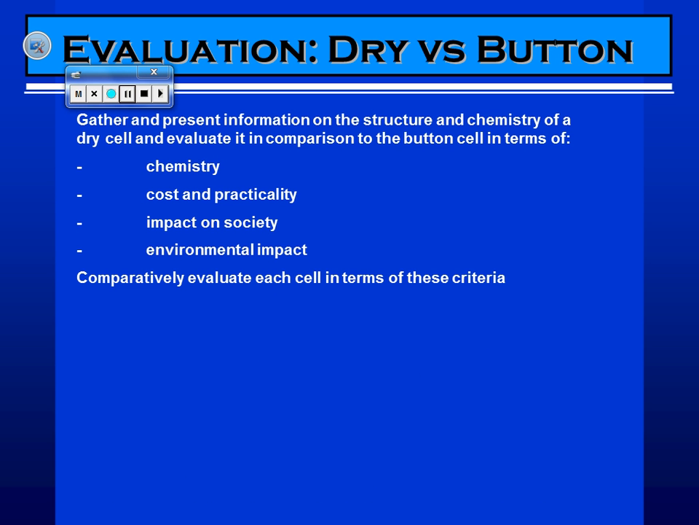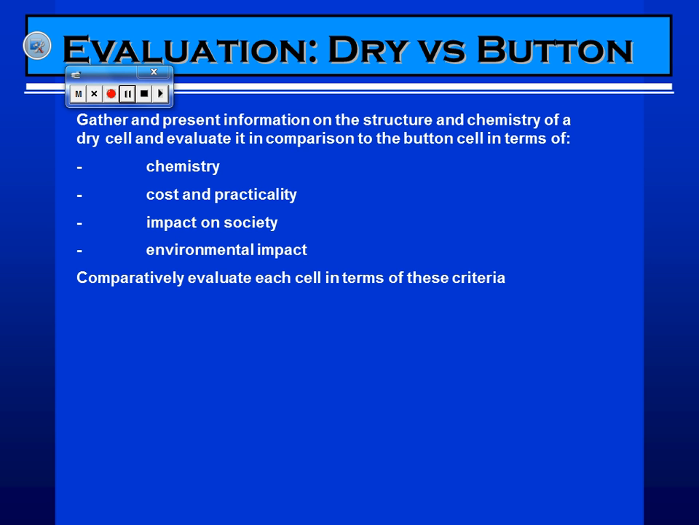So we've seen the dry cell versus the button cell, and we've seen the positives and negatives of the chemistry, cost, practicality, impact on society, and impact on the environment, and that's because the HSC syllabus wants us to evaluate those things. We had to gather and present information on the structure and chemistry of a dry cell and evaluate it in comparison to the button cell in terms of chemistry, cost and practicality, impact on society, and environmental impact. So what you need to do as an activity, as a summary of this, is to comparatively evaluate each cell in terms of these criteria.